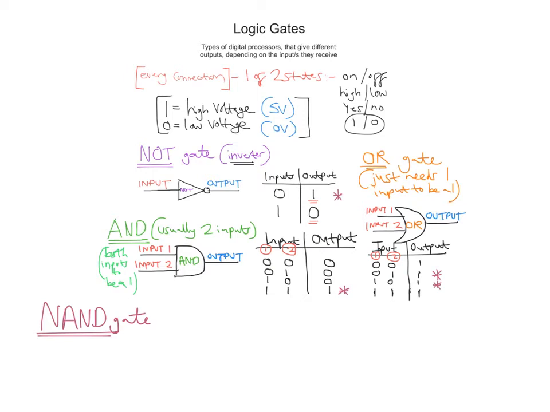So it would do the same as the AND gate in that you need both inputs to be a 1. But because it's combined with a NOT gate, it would give the opposite output. So if an AND gate would give an output of 0, a NAND gate would give a 1, and vice versa. So let's again draw the symbol and show how this works.